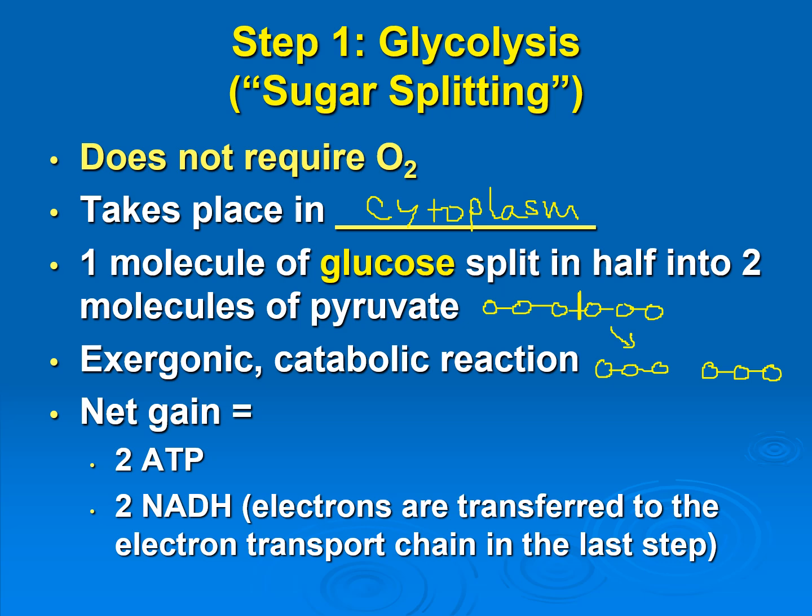That's it. And when we break that chemical bond, we are going to release some energy, and we do end up making a little bit of ATP, just 2 ATPs, so you don't have to memorize that at all. When we break that chemical bond, we're also going to rip some electrons off the glucose, and we'll put those on our electron carrier and make 2 NADHs. Those electrons will be transferred to the electron transport chain in our last step, oxidative phosphorylation.